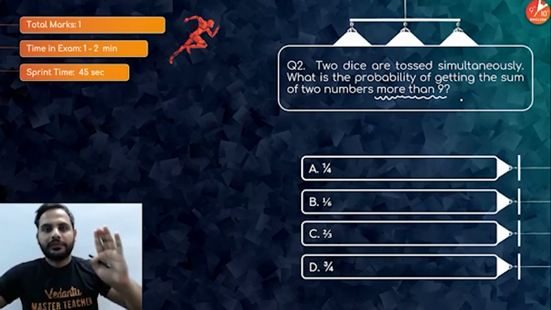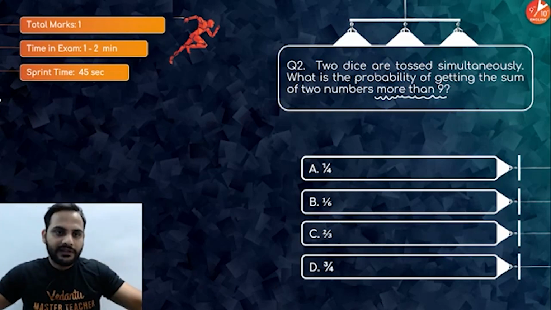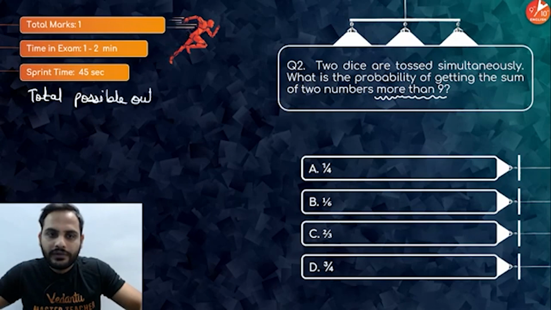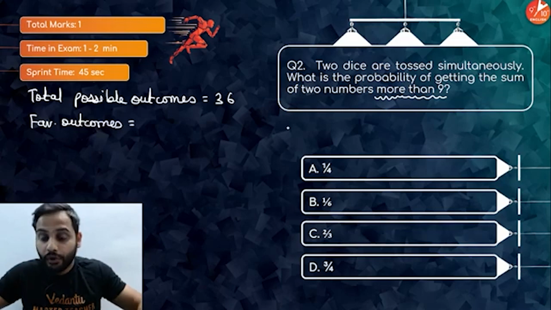So we know that if the sum has to be more than 9, when we throw two dice, total possible outcomes are 36. Total possible outcomes are 36. Now let's see the favorable outcomes, guys. In favorable outcomes, the sum should be greater than 9.